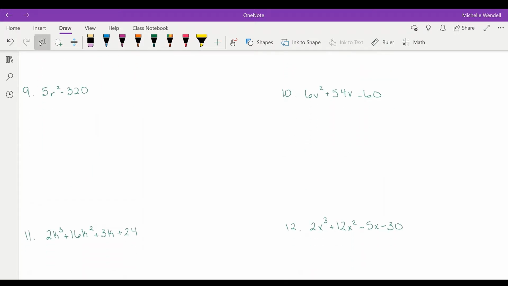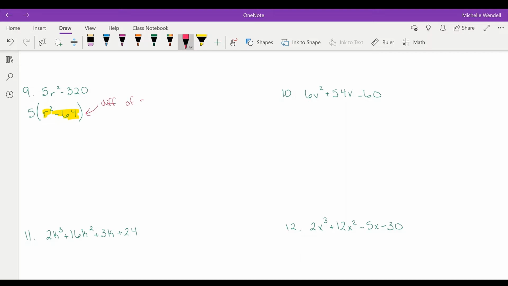Alright, if I look at number 9 here, I have 5r squared minus 320. First thing you always want to do is take out anything that the polynomial has in common. So these terms, I can take out a 5 from both of them, which is going to leave me with r squared minus 64. Well, and then I notice r squared, perfect square, minus 64 is another perfect square, so I have a difference of squares here.